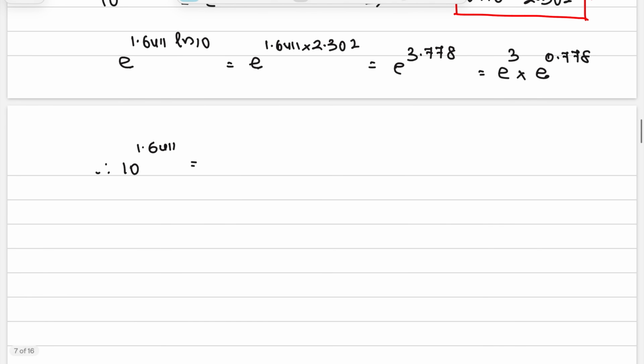Therefore, 10 to the power of 1.6411 will be equal to e cube, that is 2.718 whole cube, and e to the power of 0.778. Please try to find out this. And the question is, how to find out this value?